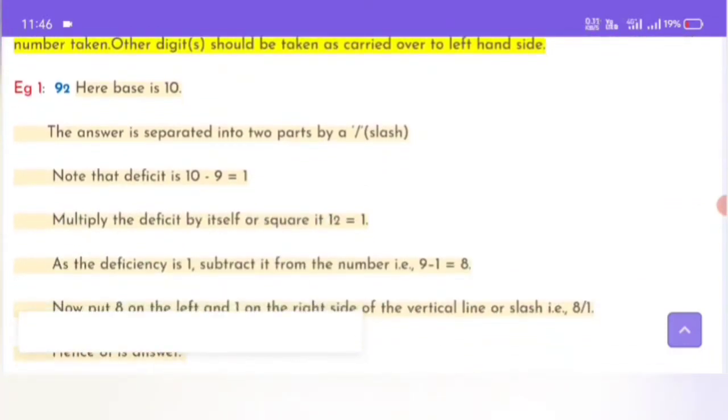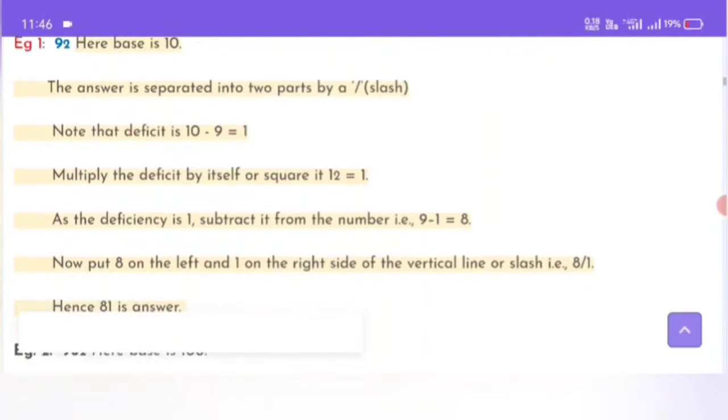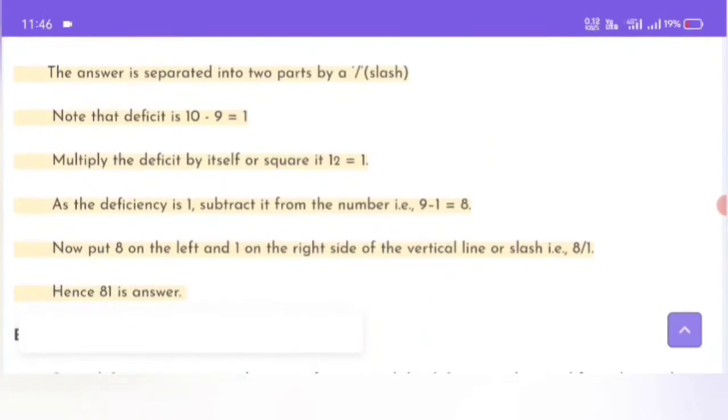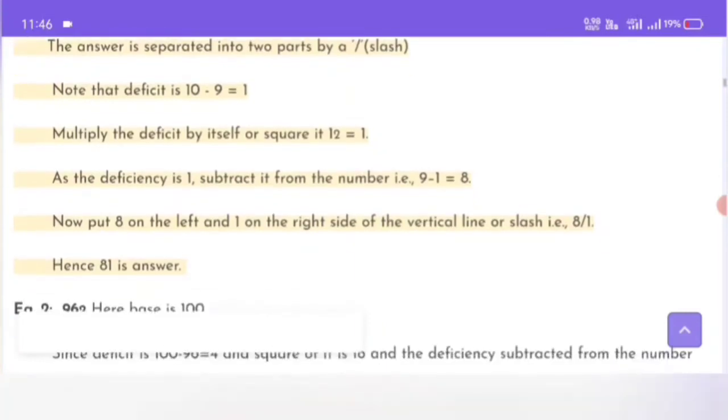Here the base is 10. The answer is separated into two parts by a slash. Note that the deficit is 10 minus 9, which is equal to 1. Multiply the deficit by itself, or square it. 1 square is equal to 1, which is the right hand part of the answer.